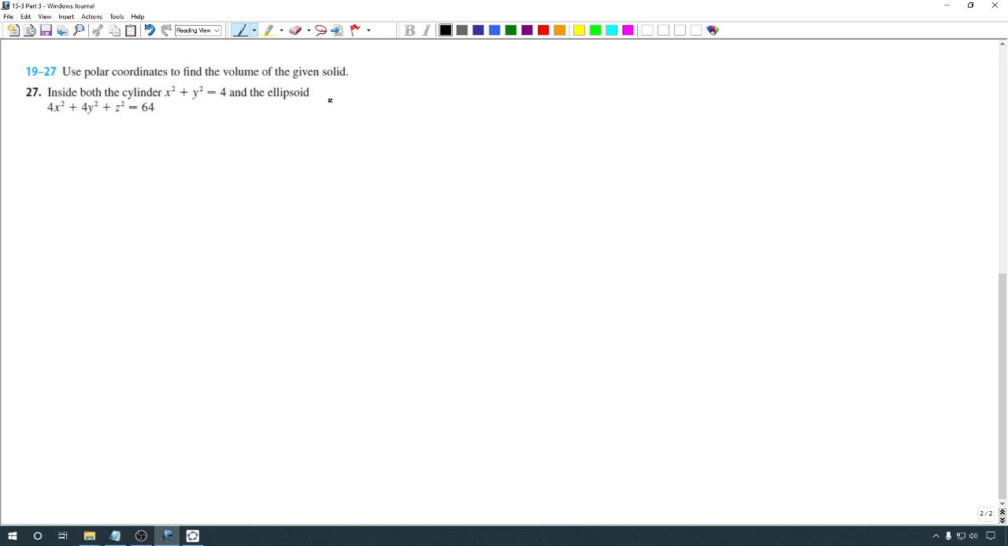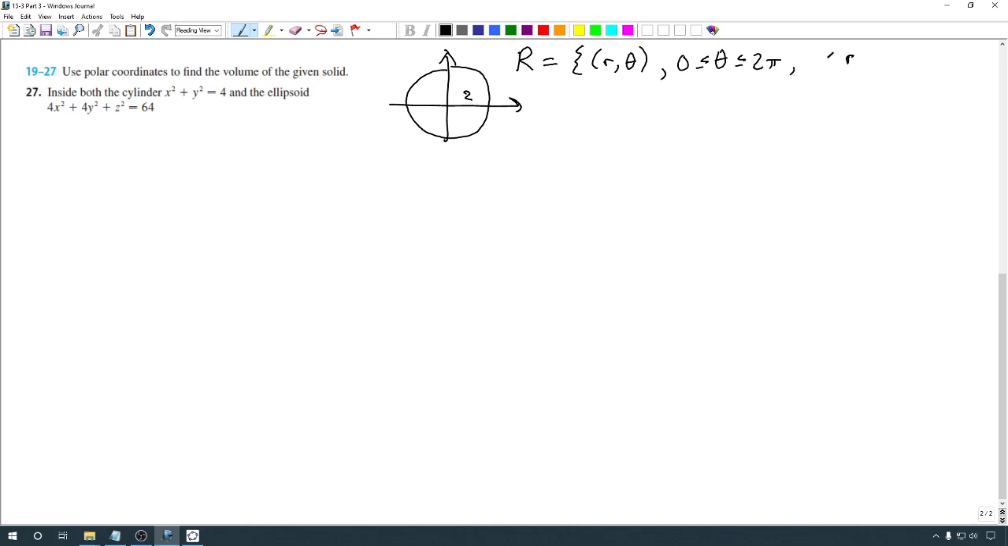Now, of course, what we're doing here is using that cylinder as our base. So we're looking at the stuff that's inside the disk of radius 2. In other words, we write out R, it's going to be the set of points (r, theta), where theta can go all the way around the circle, but r is only from 0 to 2.